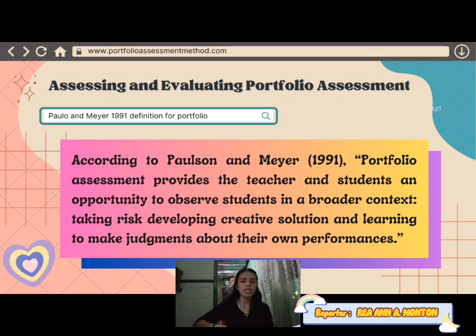So they mean that it could be a self-reflective assessment, like the students will reflect to themselves on the things inside that portfolio.